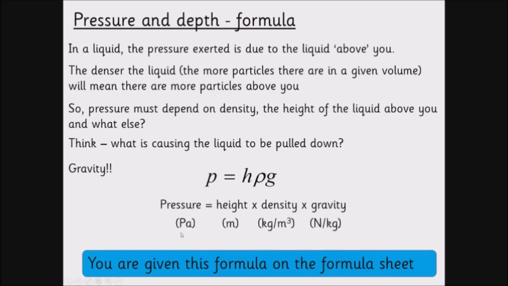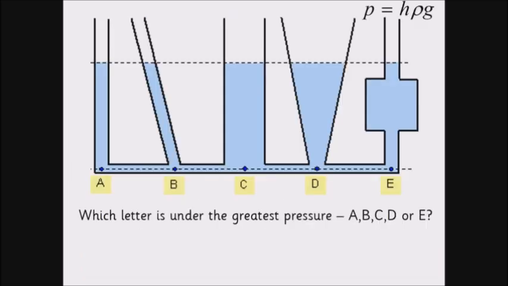Worth considering the units. We know from last time the units for pressure are pascals. Height we measure in meters. Density is in kilograms per meter cubed. Remember, it's mass divided by volume. And our gravitational field strength is normally given as newtons per kilogram, and it's normally at GCSE given as 10 newtons per kilogram, although it might be given as 9.8 sometimes. But remember, this is on the data sheet, so you don't need to learn this equation.